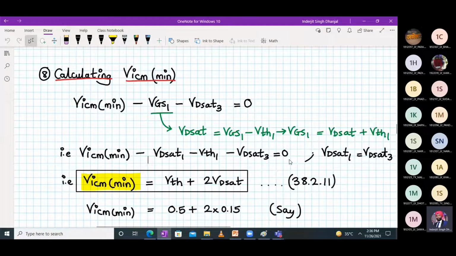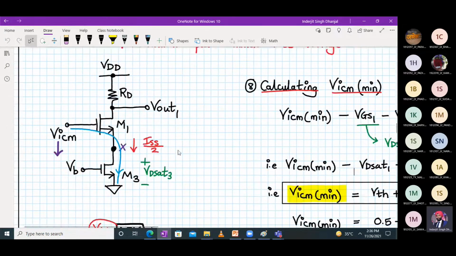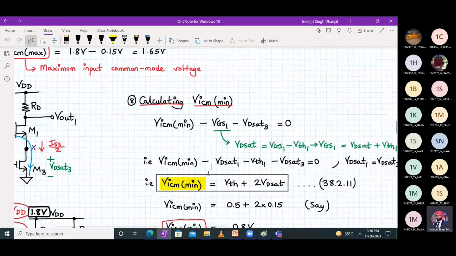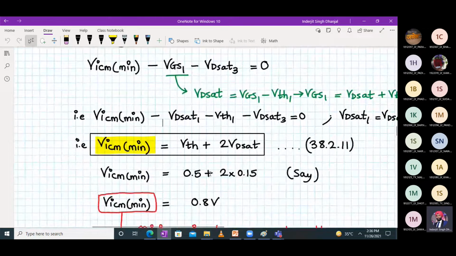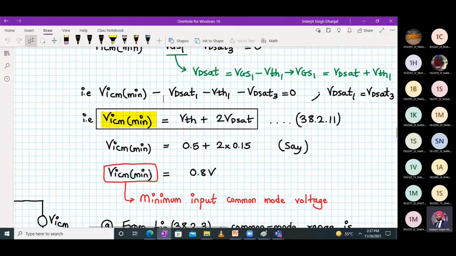Now, normally VDSAT1 and VDSAT3 are equal because we consider that transistors M1 and M3 will be matched. So finally, we get the minimum input common mode voltage, VICM minimum, as VTH plus twice VDSAT. According to our calculations, VDSAT value is 0.15 and VTH value is 0.5. So VICM value will be 0.8. My minimum input common mode voltage will be 0.8 volt.